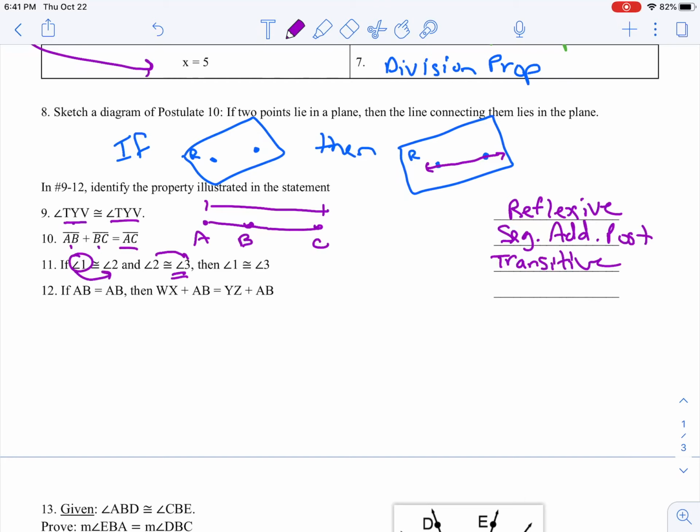And the last question says, if AB equals AB, then WX plus AB equals YZ plus AB. So what's happening here is we have the same value right here. And what we are doing is adding this equal amount right here to these segments. And when you add equal amounts, you get the addition property of equality.